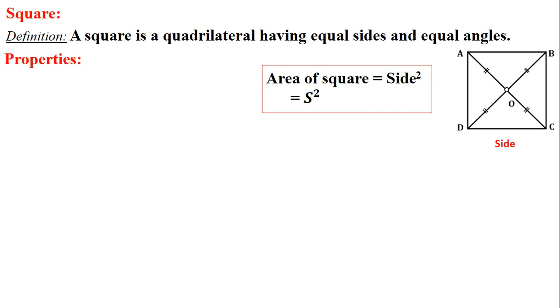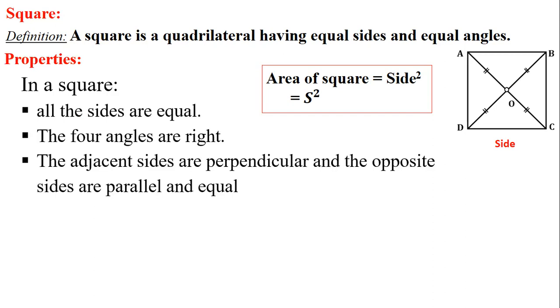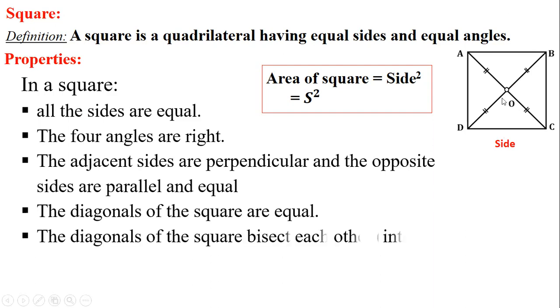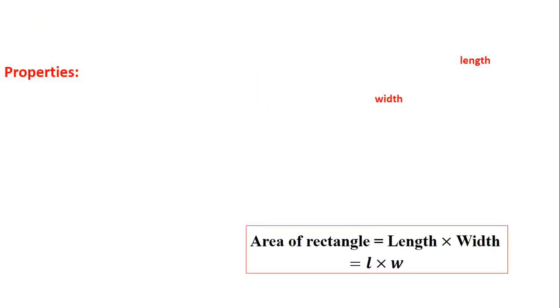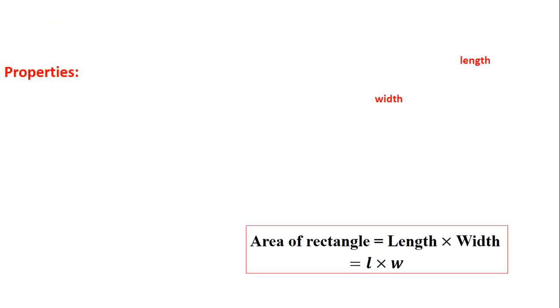What are the properties of a square? In a square, all the sides are equal. The 4 angles are right. Each angle measures 90 degrees, and the adjacent sides are perpendicular. AB is perpendicular to BC, BC is perpendicular to CD, and so on. The diagonals bisect each other and they are equal to each other. At the same time, they are perpendicular. The area of the square is equal to side squared, or S squared.